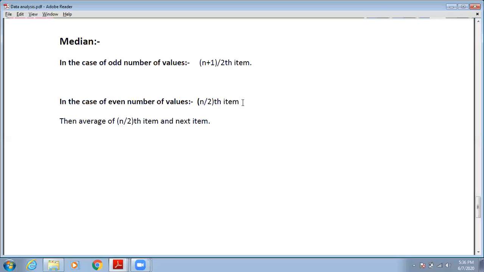If you have 6 observations, then (6 plus 1) divided by 2 is 3.5. So 6 plus 1 is 7, divided by 2, that is 3.5. So you will take the value on the third number plus the value on the fourth number and average them. That means you will divide these two terms by 2.